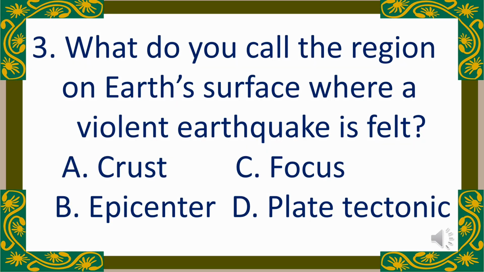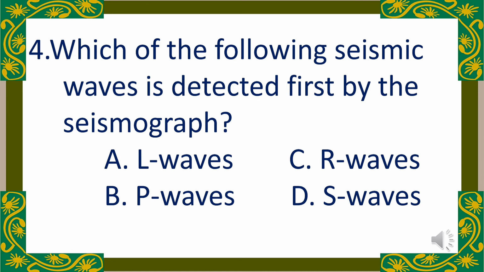Number 3. What do you call the region on Earth's surface where a violent earthquake is felt? A. Crust, B. Epicenter, C. Focus, D. Plate tectonic. What is the correct answer? The correct answer is letter B, epicenter. Number 4. Which of the following seismic waves is detected first by the seismograph? A. L waves, B. P waves, C. S waves, D. S waves. What is the correct answer? The correct answer is letter B, P waves.